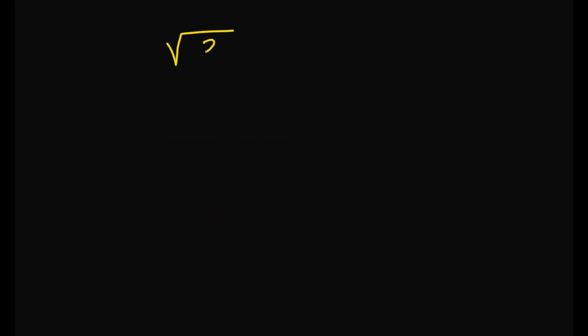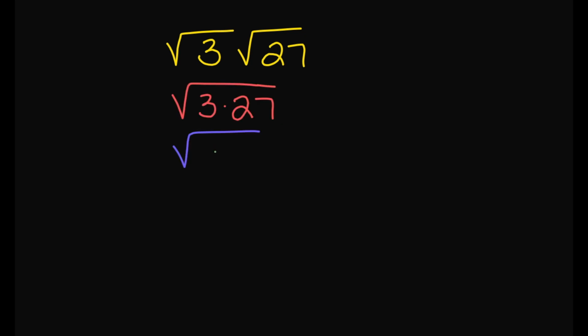The square root of 3 times the square root of 27, we're going to combine 27 times 3. And 27 times 3 is going to equal 81. So now you have the square root of 81. And the square root of 81, this is going to equal 9. So your final answer here is 9.